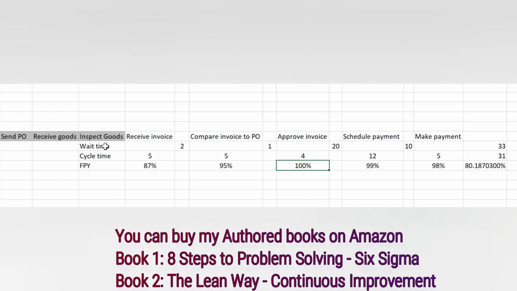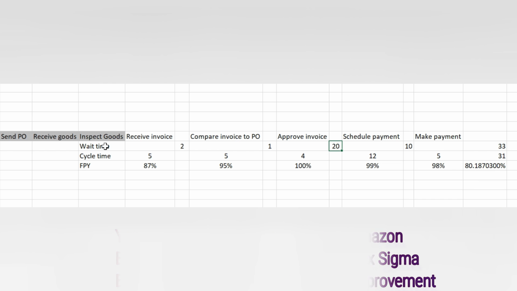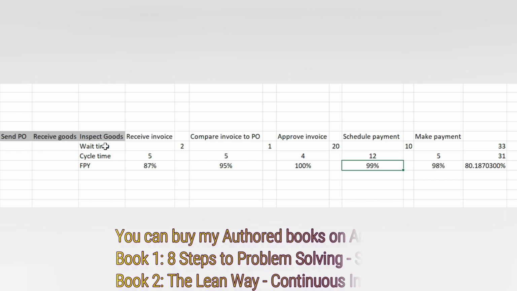particular step. Once the invoice is approved, it is scheduled for payment, and between these two steps there is a wait time of 20 minutes. It takes approximately 12 minutes to schedule a payment, and there is a 99% first pass yield at this particular step. 1% of the invoices still need some rework.